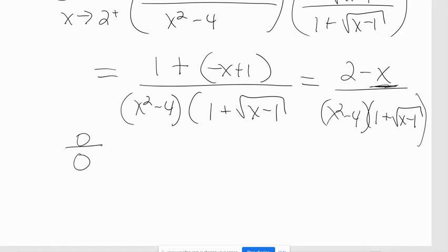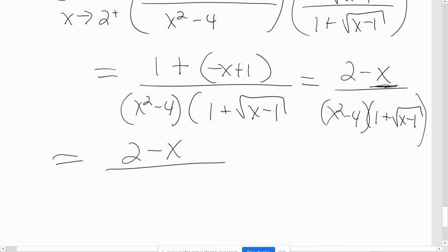Infinity. In this case, it means the top is moving towards infinity much faster than the bottom. Oh, you know what? I just noticed something that's better than that. Let's not do L'Hopital's rule. Let's do that. The bottom is going much slower to infinity, shooting towards infinity than the top. I just noticed that x squared minus 4 is factorable.